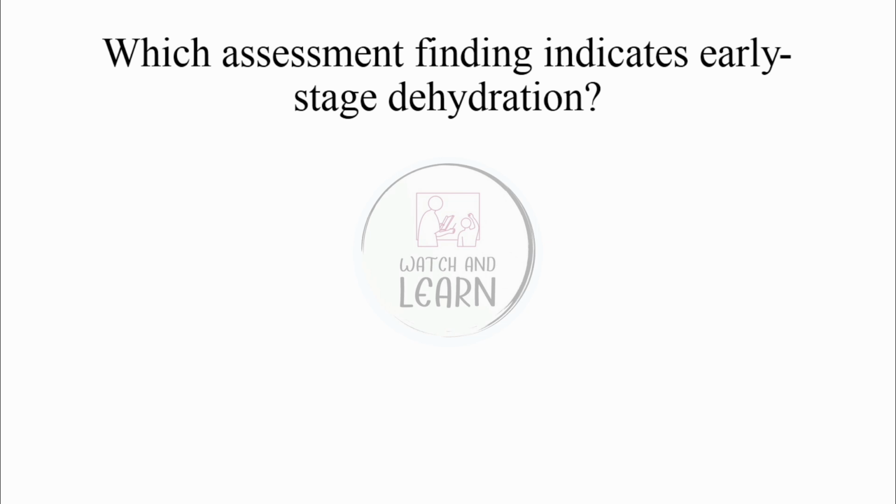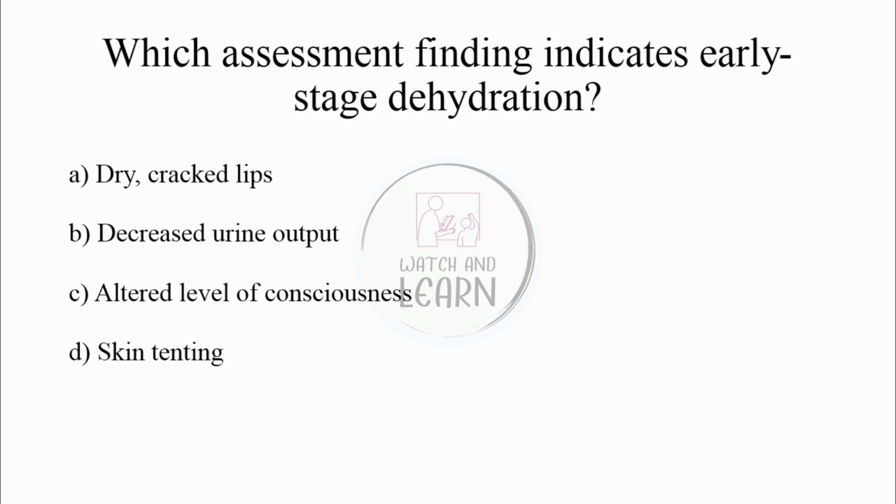Which assessment finding indicates early stage dehydration? Options are option A dry cracked lips, option B decreased urine output, option C altered level of consciousness, option D skin tenting. The right answer is answer B decreased urine output.